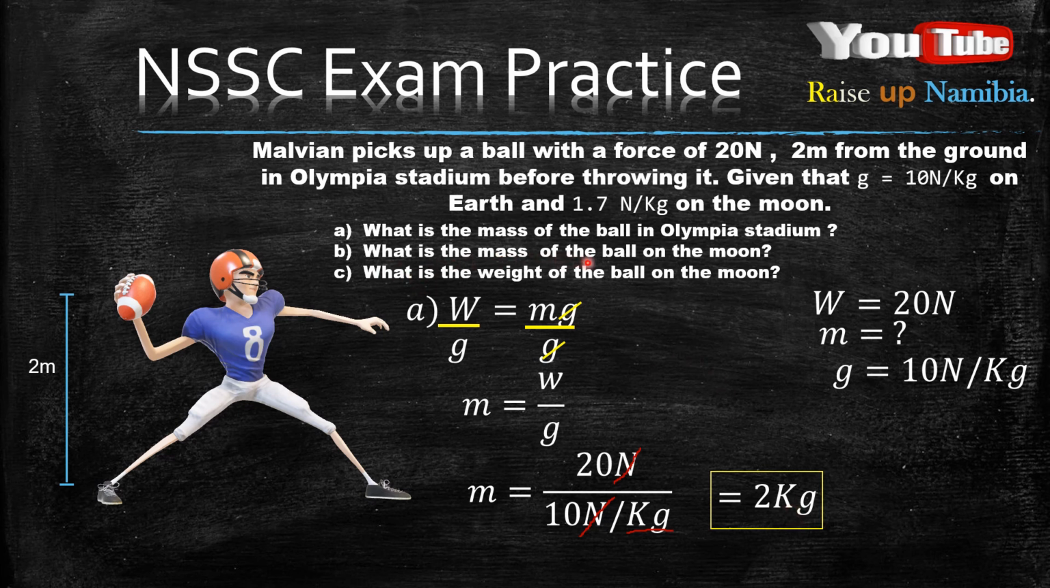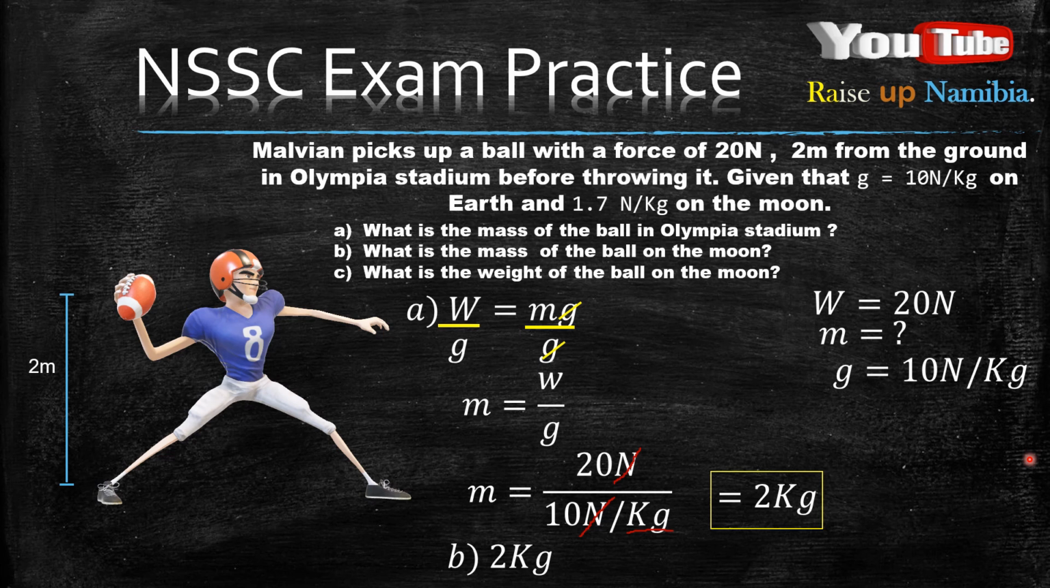Now what does B say? B says, what is the mass of the ball on the moon? So I'll give you 10 seconds to calculate the mass of the ball on the moon. Okay? And again, if 10 seconds are too few, feel free to pause the video. Okay. So what is the answer? The answer to B is 2 kg.